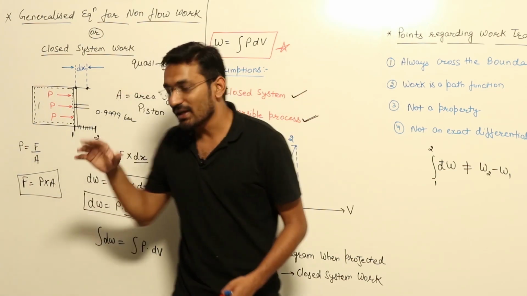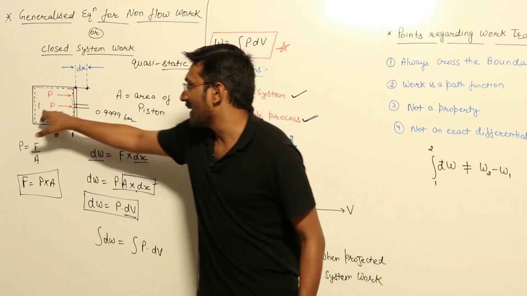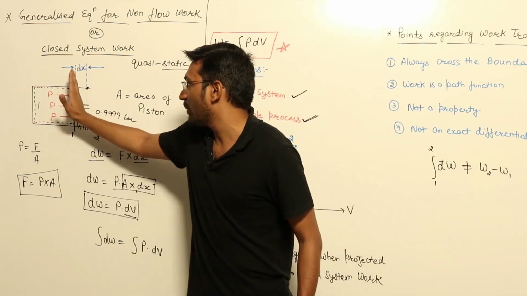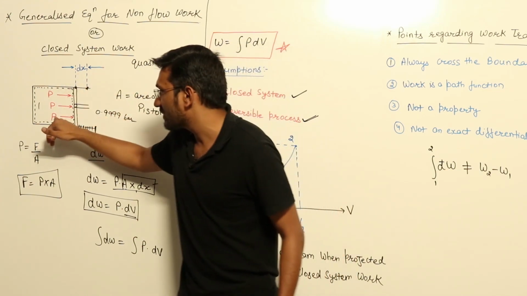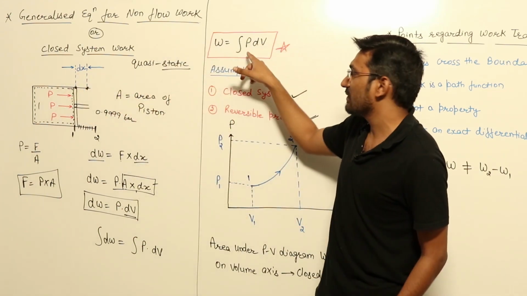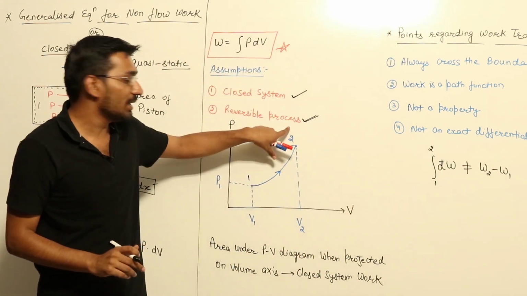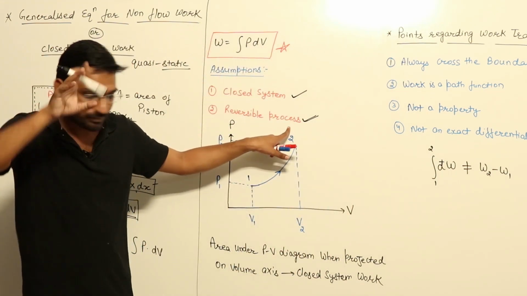If the process is irreversible, if the pressure difference is very high and the piston moves from this point to this point suddenly, we cannot say that the work in that case will be equal to the integration of PdV, because this formula is only valid for a reversible process.